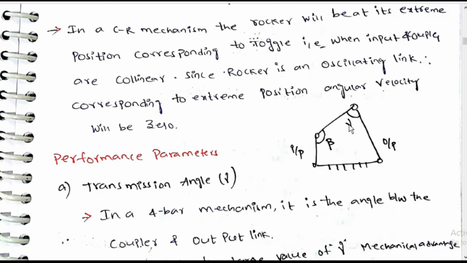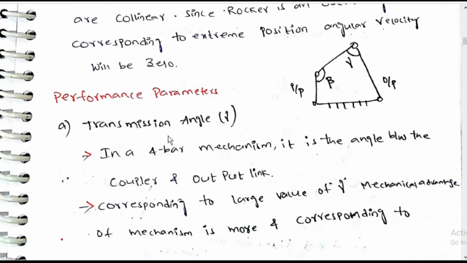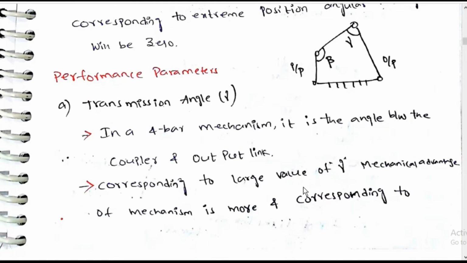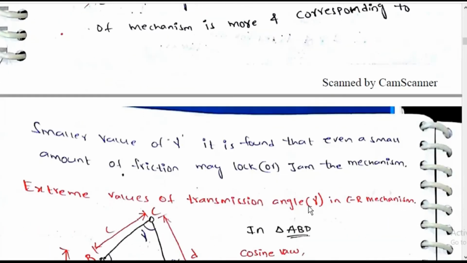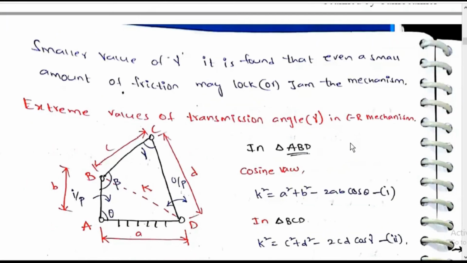This is beta, this is gamma. Gamma is the transmission angle in a 4-bar mechanism; it is the angle between coupler and output link. Corresponding to a large value of gamma, mechanical advantage is more. Corresponding to a smaller gamma, even a small amount of friction may lock or jam the mechanism. Extreme values of transmission angle gamma in crank rocker mechanism.